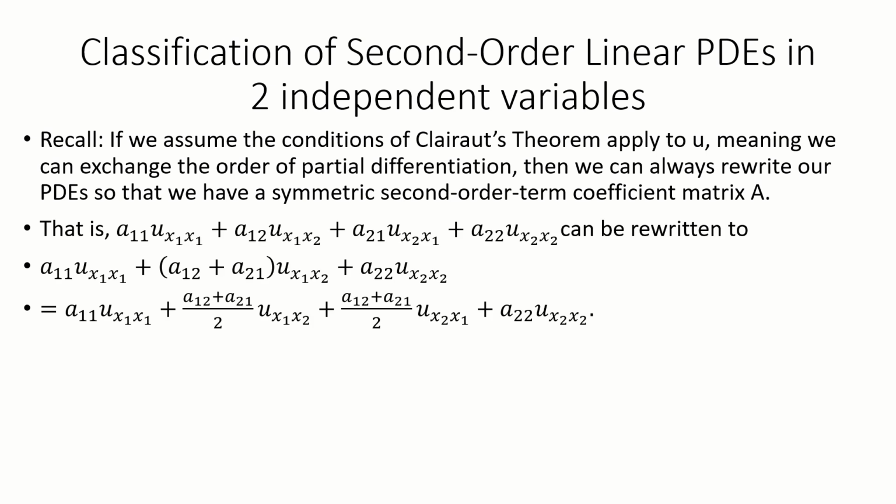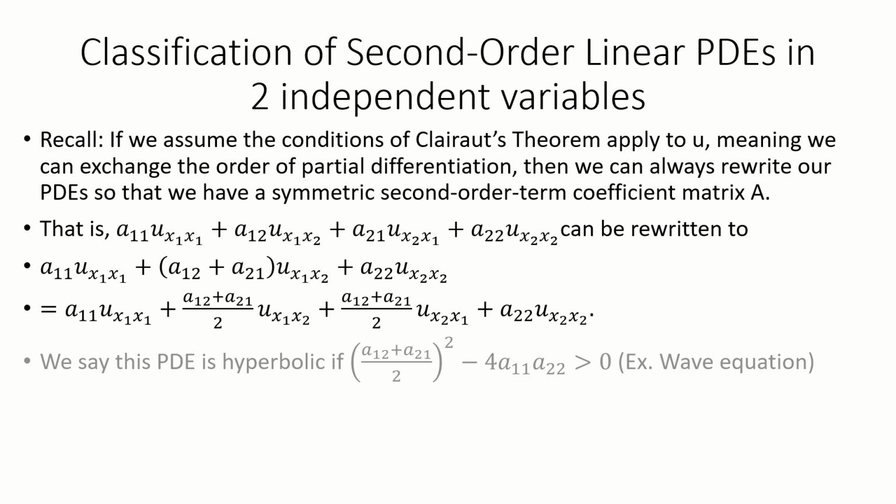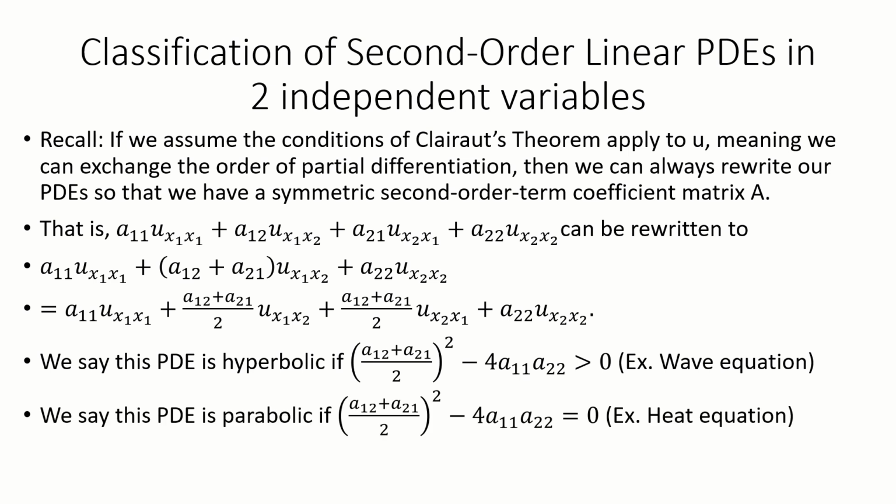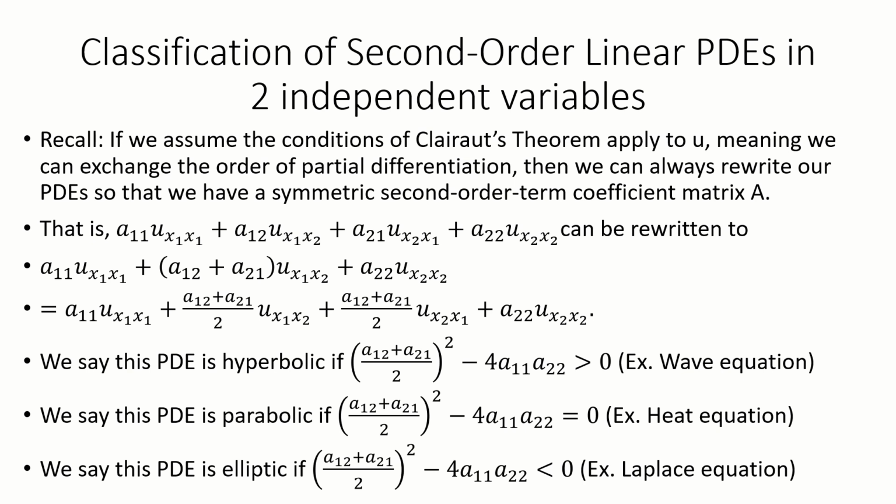We say a PDE is hyperbolic if the following quantity is greater than 0. An example of such an equation is the wave equation. We say a PDE is parabolic if that same quantity equals 0. An example of this is the heat equation. We say the PDE is elliptic if the quantity is less than 0. An example of this is the Laplace equation.